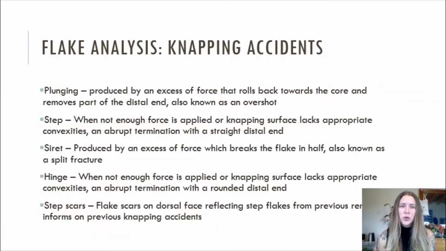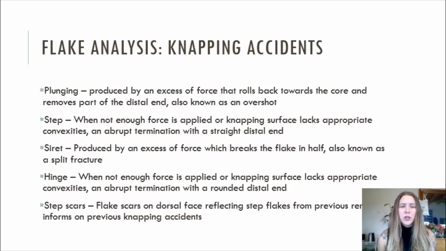Also important to record are napping accidents. We talked about these a little bit last week, still very relevant for this week's lecture, so we're going to go over them again. When analyzing flakes, it's important to record any visible napping accidents that are present. So the different types are plunging, which is produced by an excess of force rolling back towards the core and removing more of the extent of the distal end. It's also known as an overshot flake.